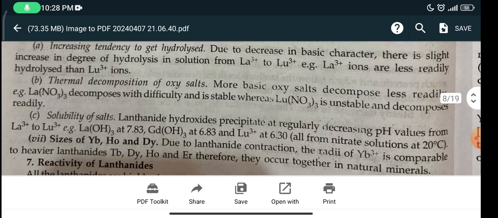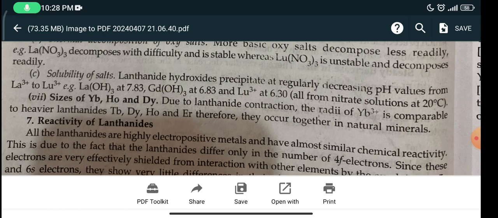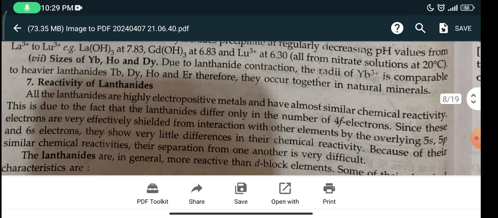The sizes of Yb, Ho and Dy. Due to the lanthanide contraction, the radius of the ytterbium 3 positive ion is comparable to that of the heavy lanthanides Tb, Dy, Ho and Er. Therefore, they occur together in the natural minerals.